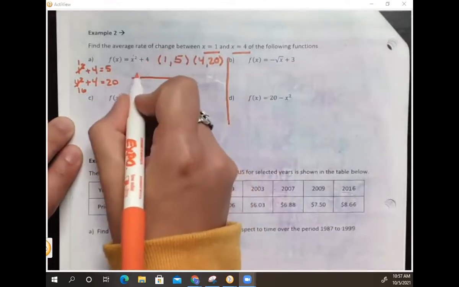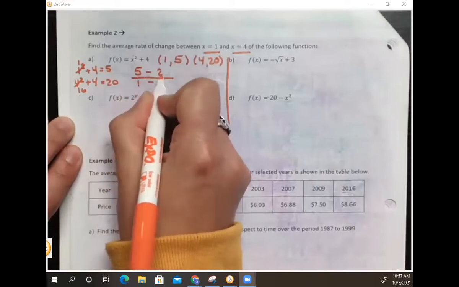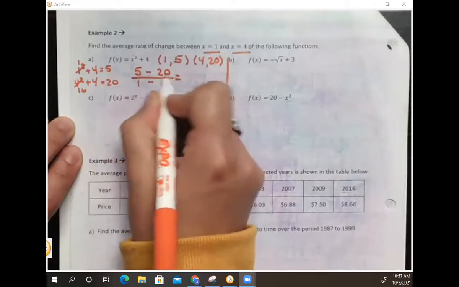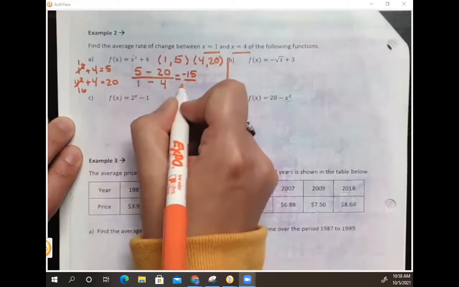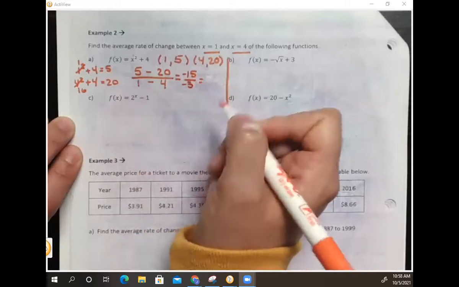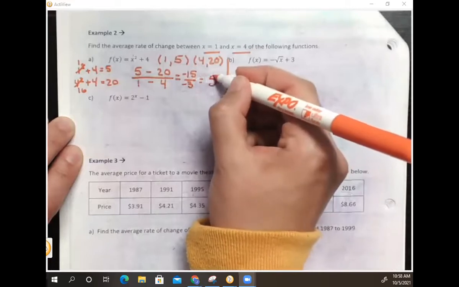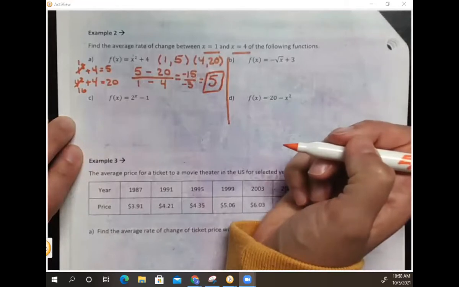Remember, y on top, x on bottom. So 5 over 1 minus 20 over 4. 5 minus 20 is negative 15. 1 minus 4 is negative 3. I can reduce negative 15 over negative 3. That would become positive 5. So there's my slope, positive 5.